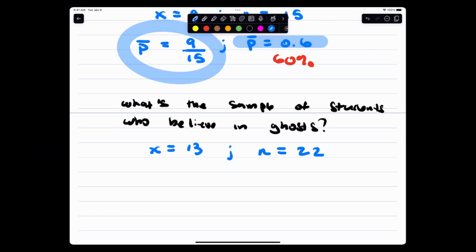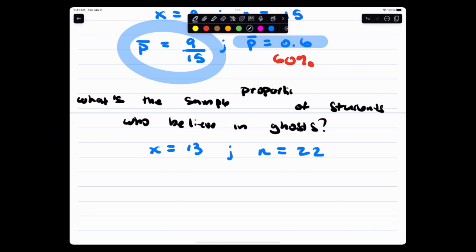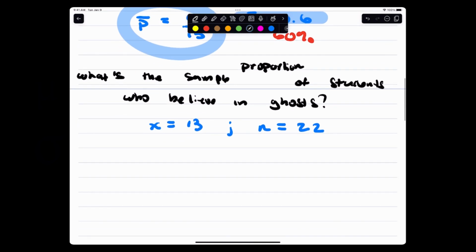Okay? We want the sample what? What is the sample proportion? You've got to write down the word. Okay, here we go. Let's find out. What's the definition of a sample proportion, right? P hat is going to be what again? 13 out of 22, okay?